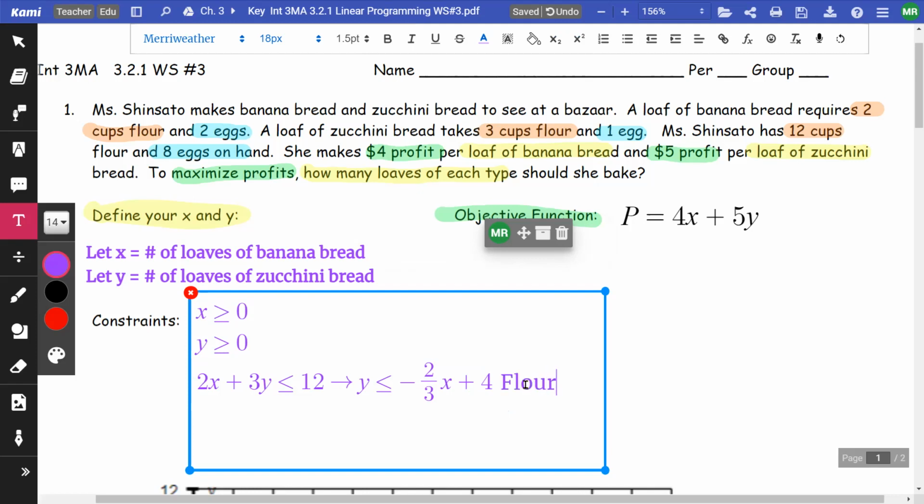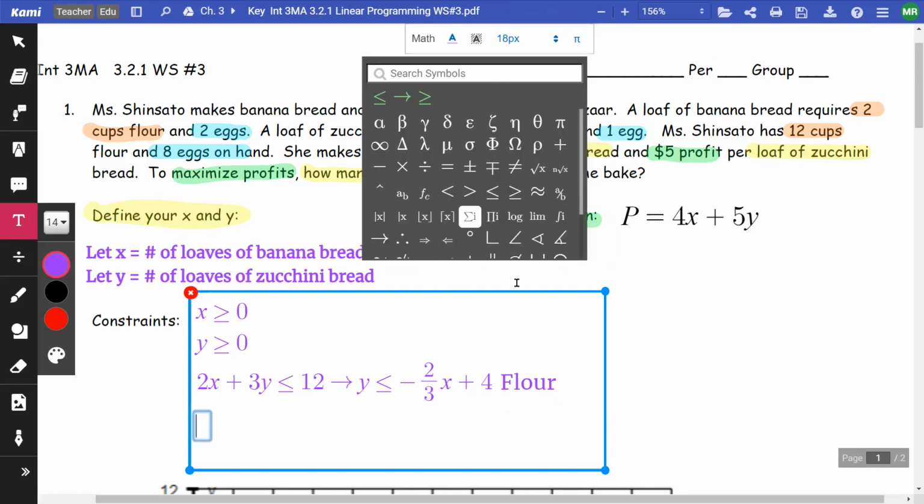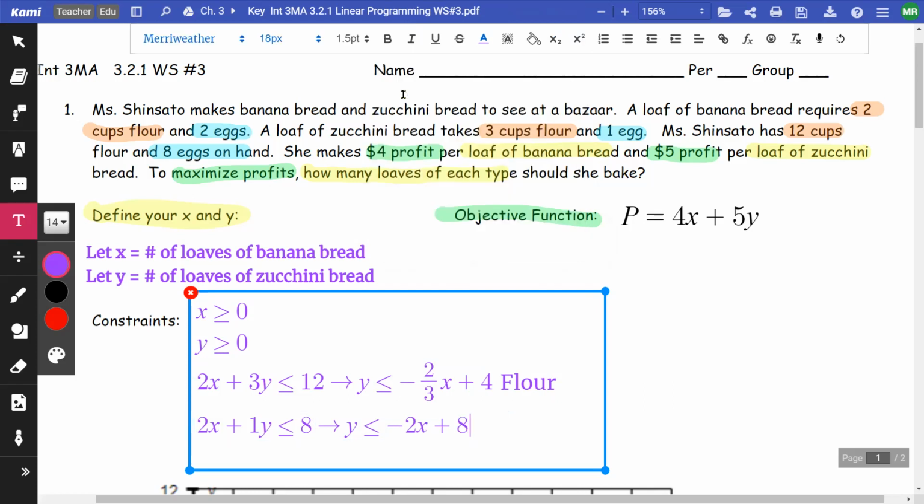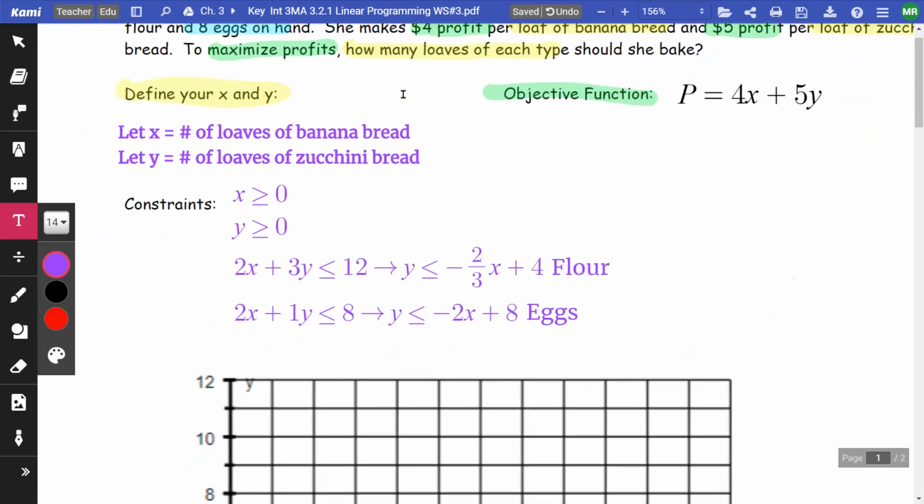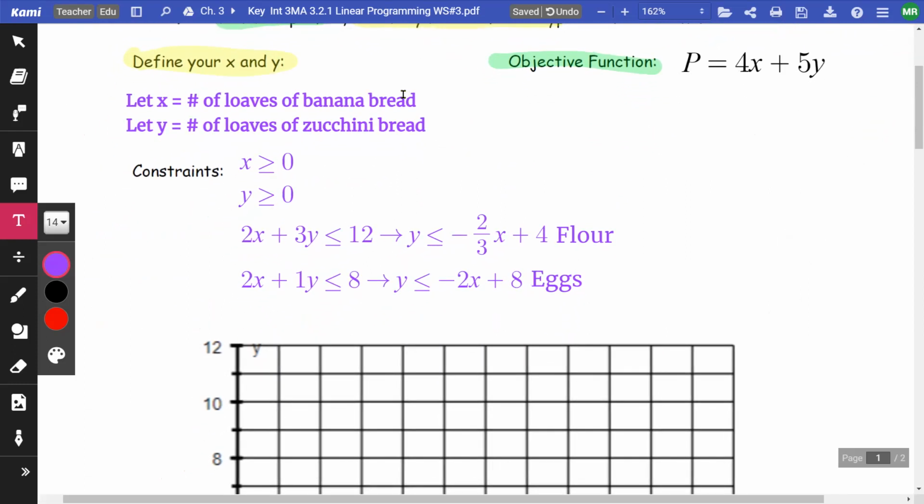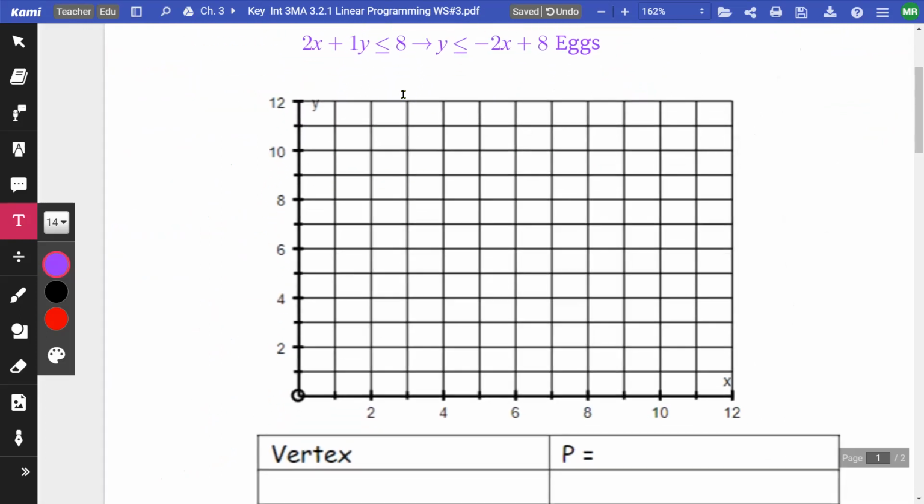Then I'm going to have one on eggs. For our eggs, 2 eggs and 1 egg, so 2x plus 1y, and we only have 8 eggs total, so less than or equal to 8. I can again write this in y form, and this is going to be y is less than or equal to negative 2x plus 8. And this is for eggs. So these are going to be my constraints. I'm going to be graphing these on my graph.